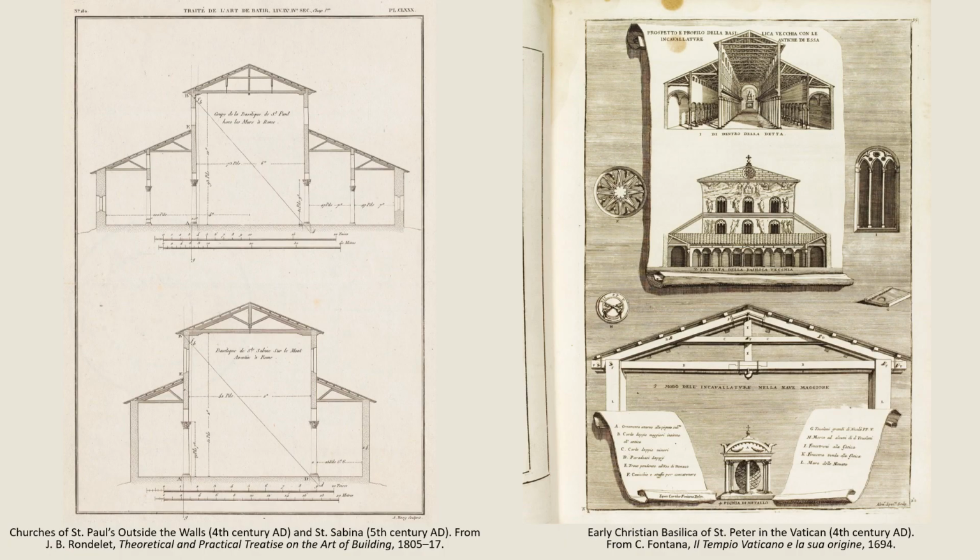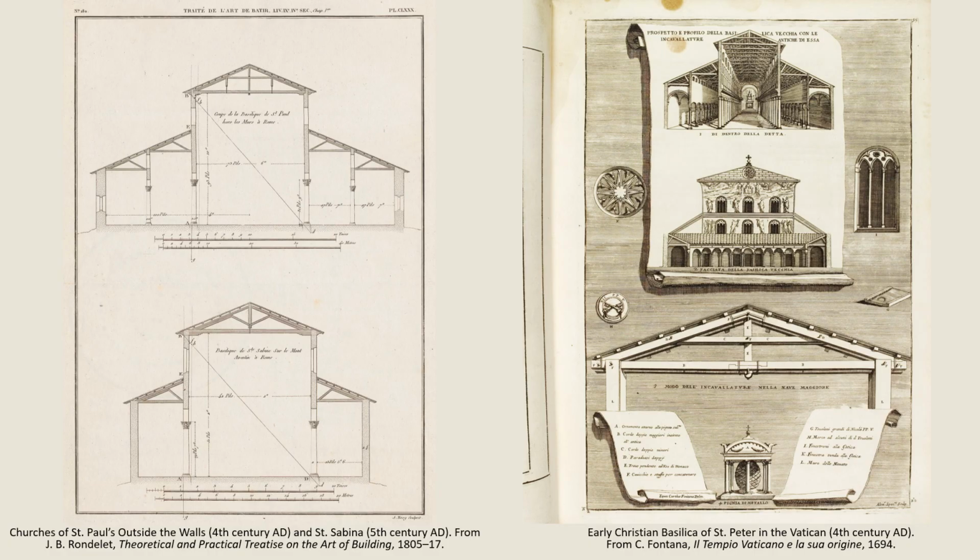Further back in time, documentation exists of earlier trusses dating as early as the 4th century AD in some of the earliest Christian churches in Rome. Here on the right, the old St. Peter's Basilica, constructed in the 4th century AD, before being demolished to make way for the Renaissance Basilica, was recorded in architectural drawings, later published by Carlo Fontana.